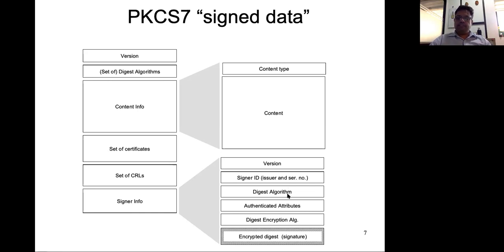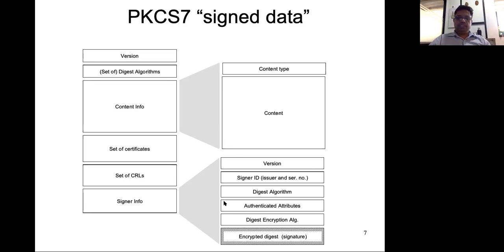The digest algorithm is used when creating signatures. As I mentioned, first we create a hash and we encrypt this hash using the private key. This hashing algorithm is called the digest algorithm. Authenticated attributes means the time of signing and some other attributes. The digest encryption algorithm means the public key algorithm, whether we are going to use RSA or an elliptic curve cryptography algorithm to sign it. We have to tell what algorithm we use, otherwise the verifier may not know how to verify it. Finally, the encrypted hash is usually called the signature.